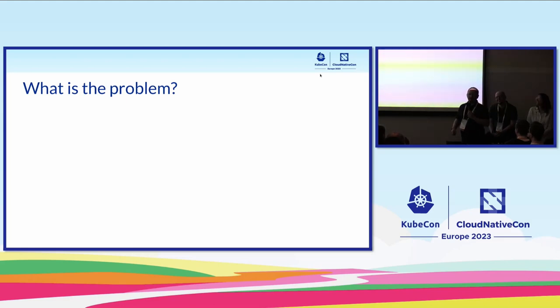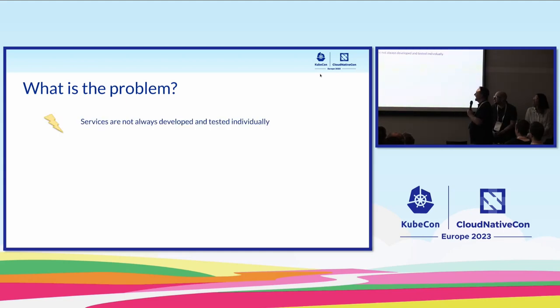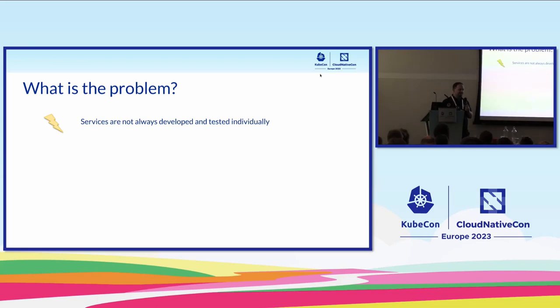Now we talked a bit about what an application is, and you might ask yourself, what is the problem now? At first, we are living in a cloud native world, and all of us think that services should always be developed and tested individually. That's the thing we read in the books. In fact, it's always different. There are a lot of applications out there which are more or less micro monoliths, which are tested, developed, and so on together, which are multiple services, but only work in a certain version combination.